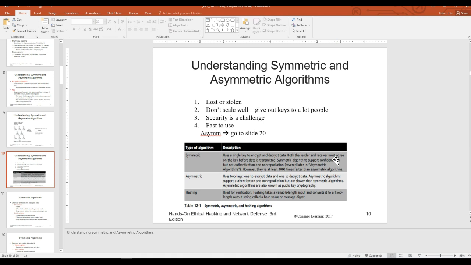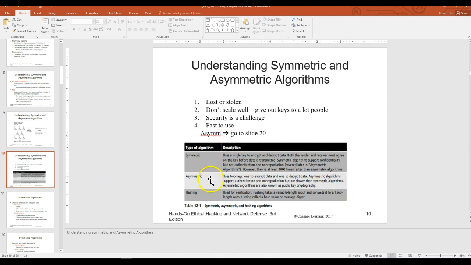Hashing, on the other hand, is used for verification. Hashing takes a variable length input and converts it into a fixed length output string called a hash value or MD. Make sure that students do the labs about this hashing. When students log into Blackboard on module 12, or chapter 12 about cryptography, there are 4 or 5 labs there. So please do those labs in order to get hands-on experience. It may take maybe 1 or 2 hours to do the labs on MindTap.